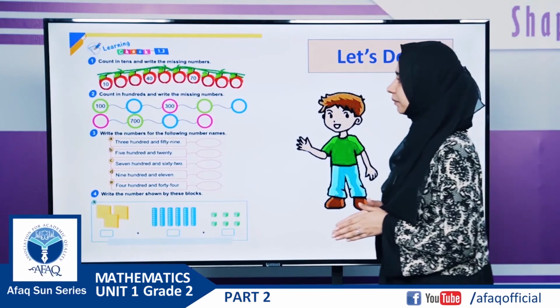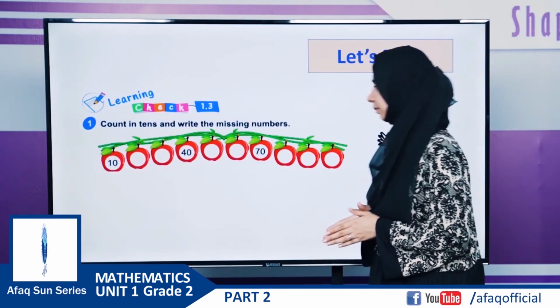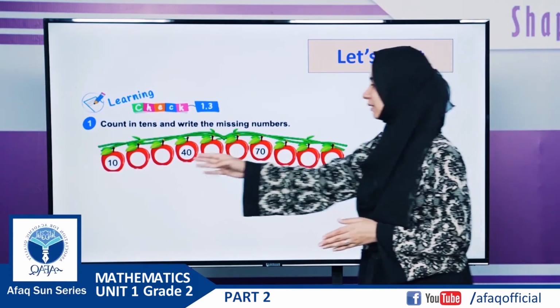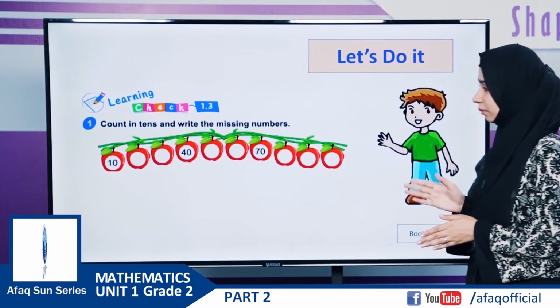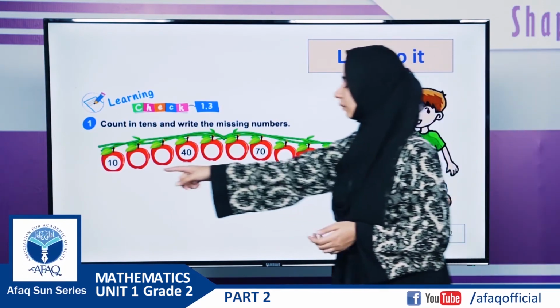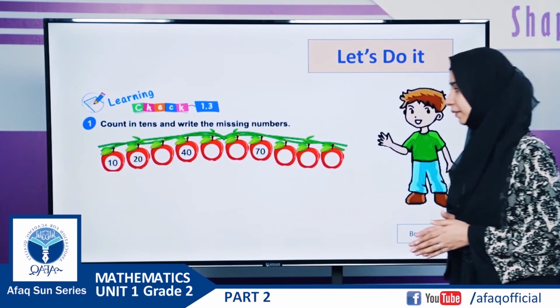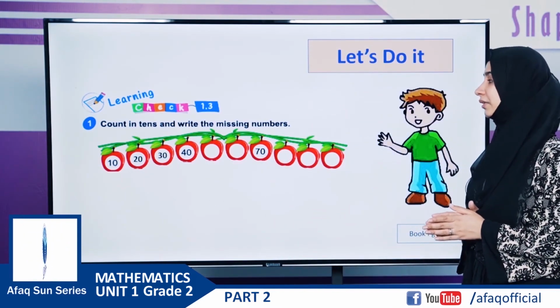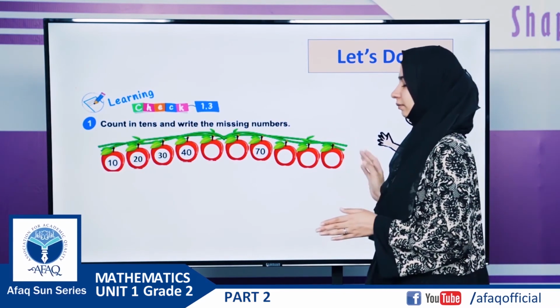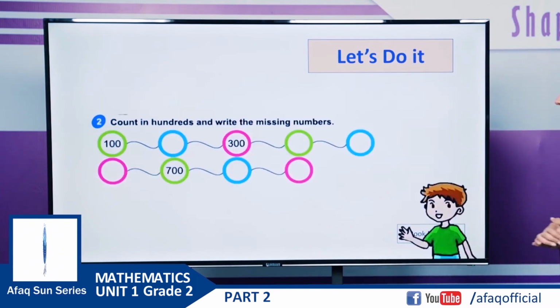First one is count in tens and write the missing numbers. So here they have given us some tens and the numbers are missing. Here is number 10. We're going to write the missing number, that is 20. And then after that 20, it comes 30, 40, and then so on. Now let's move to the next question.